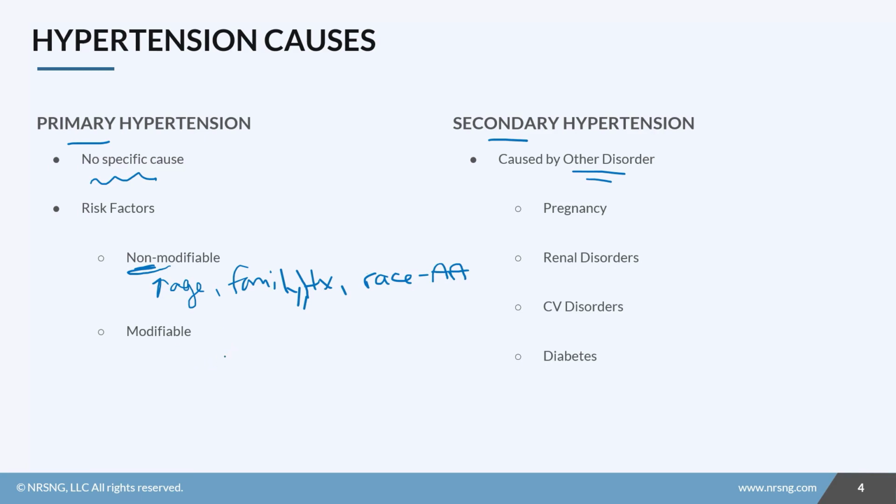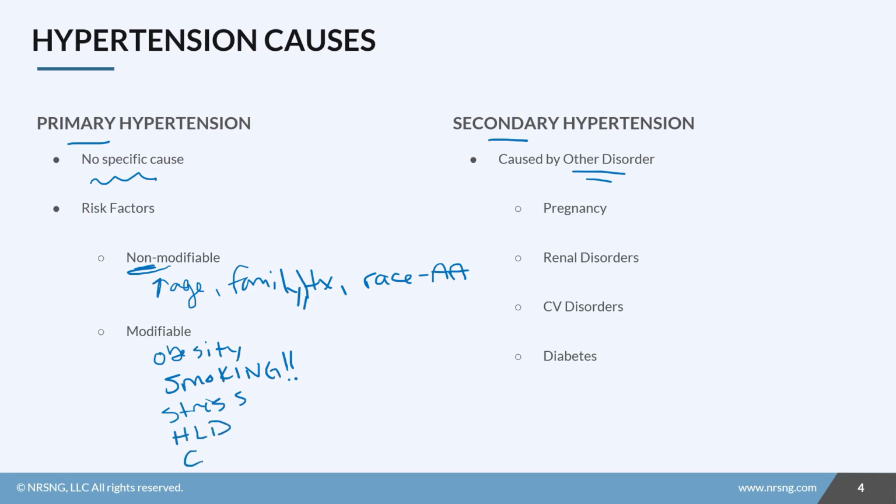Now then, modifiable risk factors, this is something that the patient can change. We'll talk about this a lot when we talk about patient education. These are things like obesity, smoking. This is a huge one. If your patient smokes, they need to stop like today. Stress, that increases cortisol levels, which can put stress on the heart.